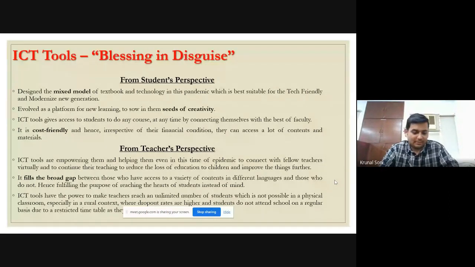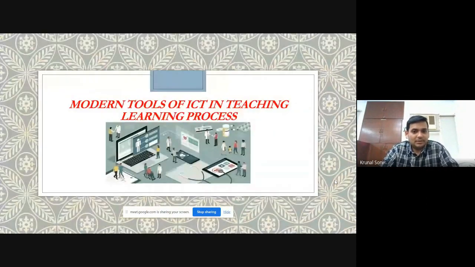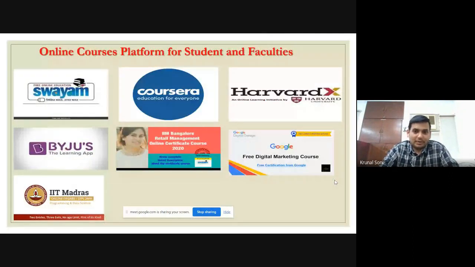Just as we are using the words digitalized classroom, digitalized gram, digitalized village, this is also a movement that has been led by the government of India. Now, modern tools of ICT in the teaching learning process. As we have discussed, Swayam has been led by the government of India for faculty and students to access various courses in various streams: management, commerce, physical education. In whatever sense you want to do, you can go ahead with that.